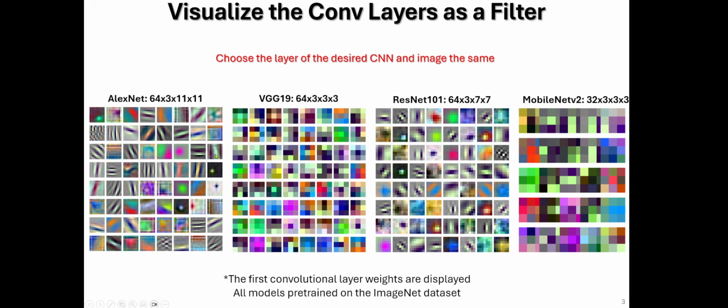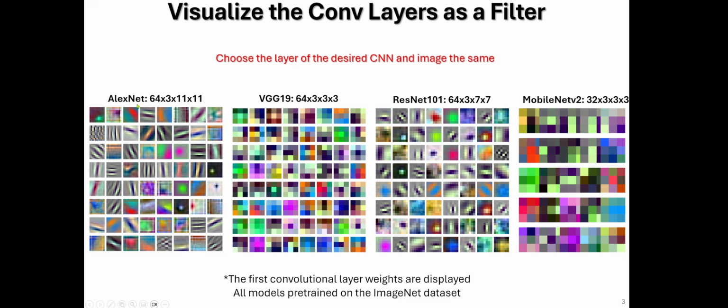So, one way to do that is to choose a layer that you want to visualize and then directly display the weights of those layers as images. That's exactly what is shown in the figures here. We have four different neural networks which are trained on the ImageNet data set, and we have chosen the very first convolutional layer, extracted the weights of those layers, and then directly displayed them as images. And if we do that, it looks something like this, as shown in this slide.